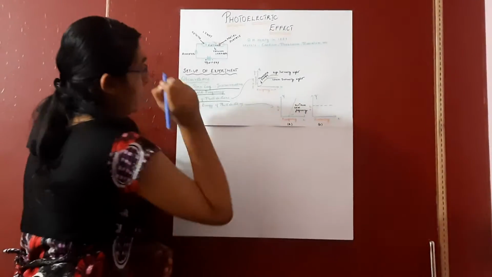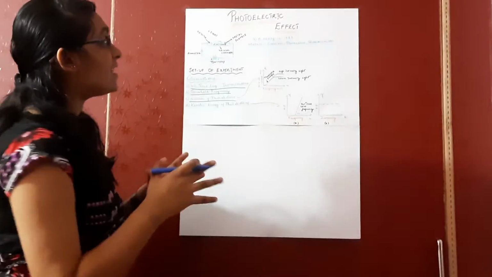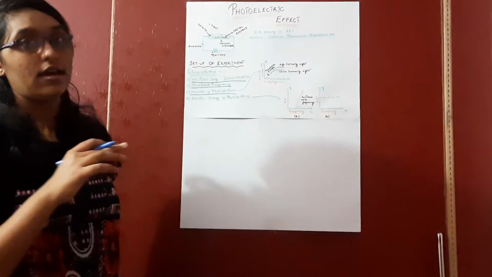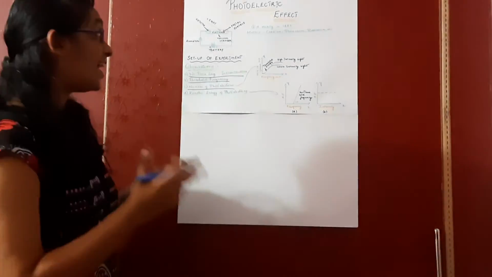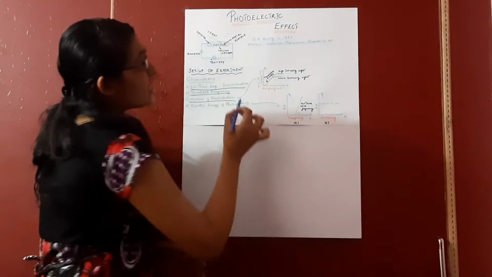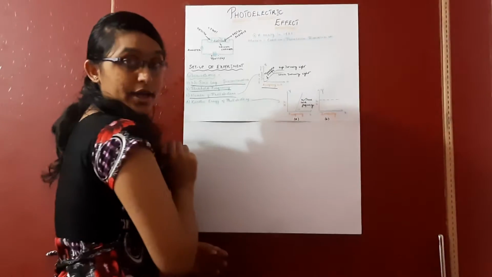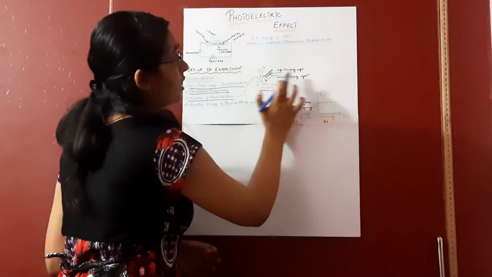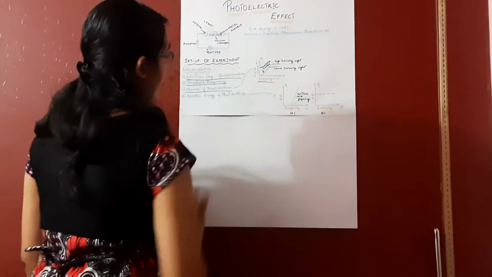Next, the number of photoelectrons. The number of photoelectrons mainly depends upon the intensity of the incident radiation. The higher the intensity or brightness of the incident radiation, the greater is the number of photoelectrons emitted from the surface of a metal. This graph shows us that the number of photoelectrons ejected is independent of frequency, but it is dependent upon intensity. Hence, we have high intensity light and low intensity light.